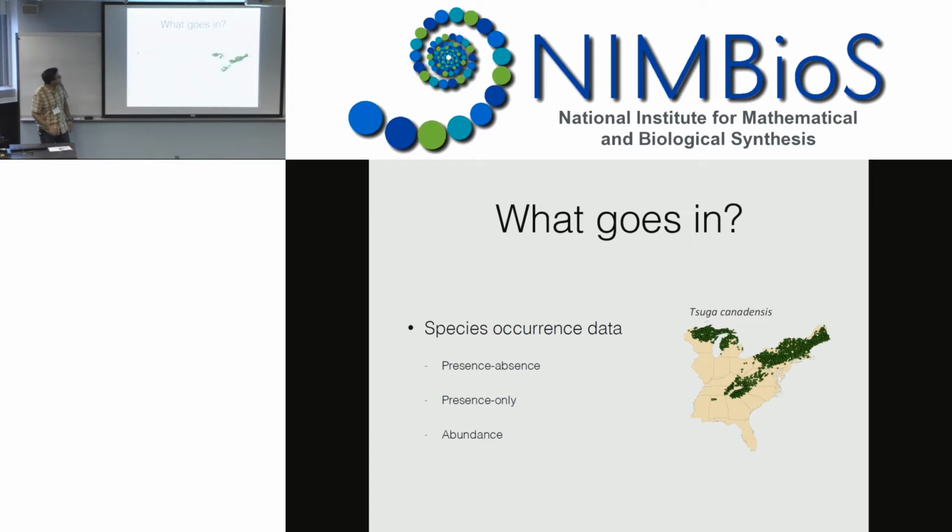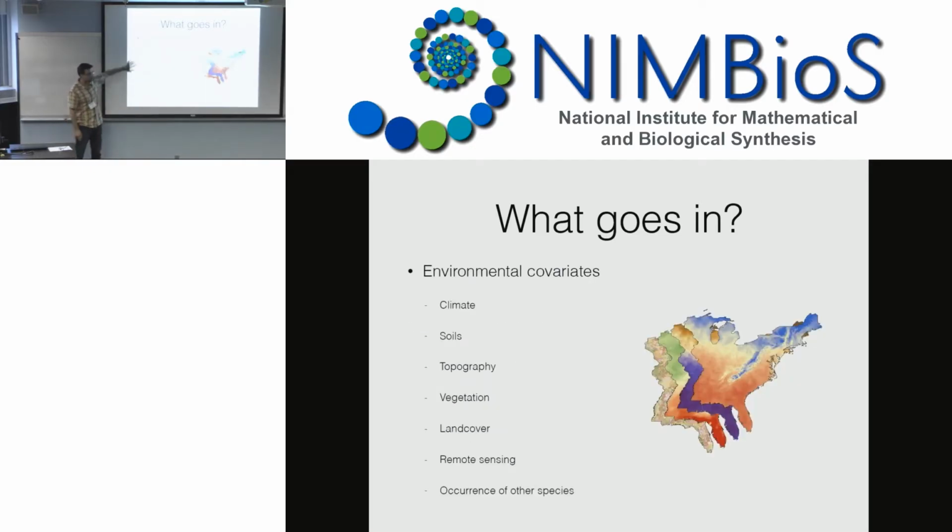All right, so what goes in? Normally, it's something like presence-absence data, presence-only data, or abundance. Then we have our environmental covariates. Most often it's climate or bioclimatic variables. We might use soil, topography, vegetation, et cetera. And sometimes occurrence of other species if we want to try to model interactions. But normally that's just between a plant and a pollinator, a really strong interaction is where that's been done most often.